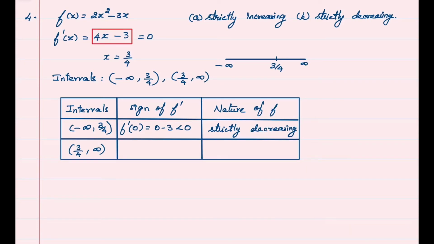Let us check for the second interval. F dashed of, we will take the value 1 from that interval and substitute in f dash 4x minus 3. 4 times 1, 4 minus 3, which is 1 and it is greater than 0. Therefore, f strictly increases in this interval.